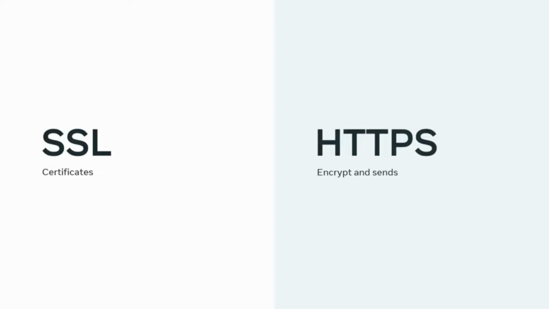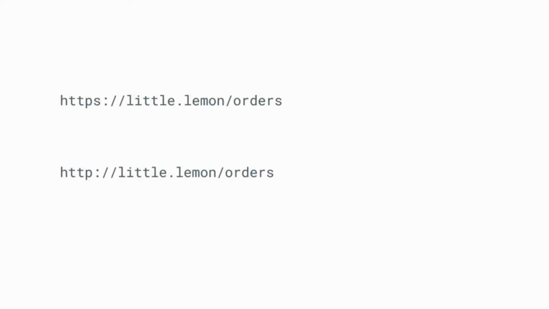Now all the API endpoints are secured and serve data over HTTPS instead of HTTP. That's why it's important to always check that the endpoint of your APIs starts with HTTPS instead of HTTP.